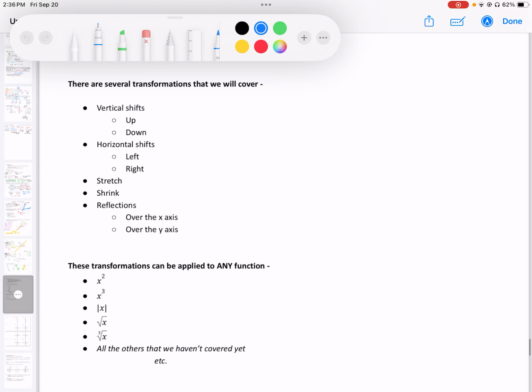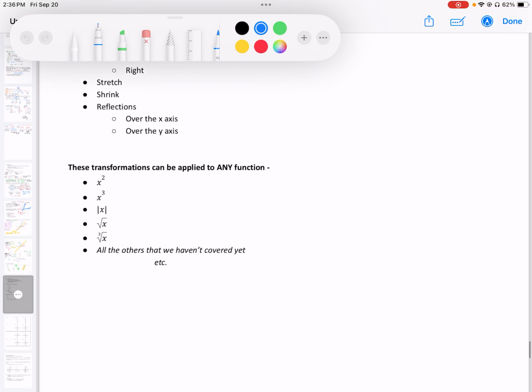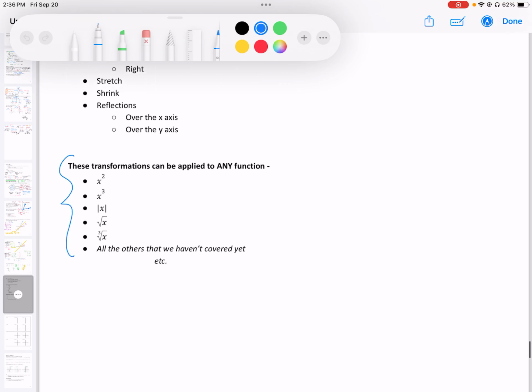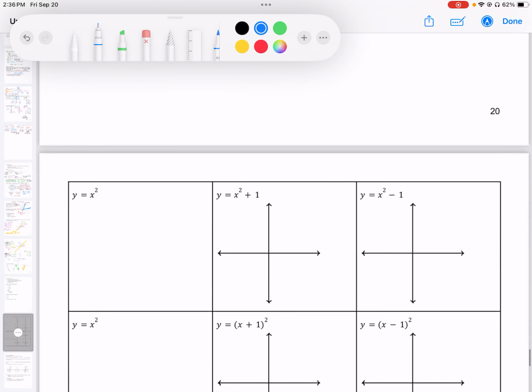Now, we're going to talk about a ton of different kinds of functions. Most of the time I use quadratics to show transformations, but all the transformations can be applied to any of these functions, including other ones that we haven't even covered yet. Okay, let's jump right in.